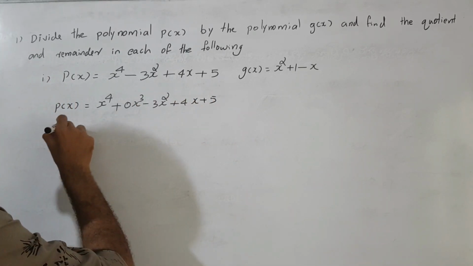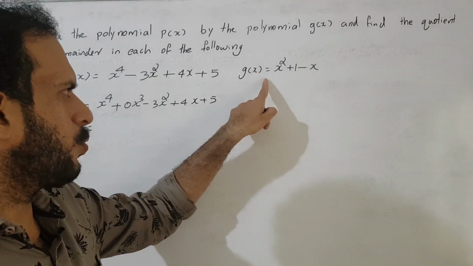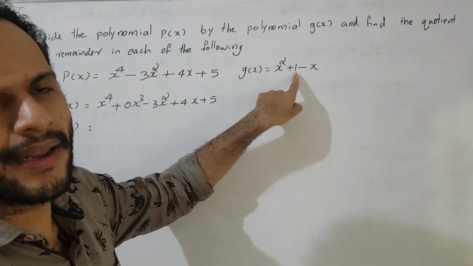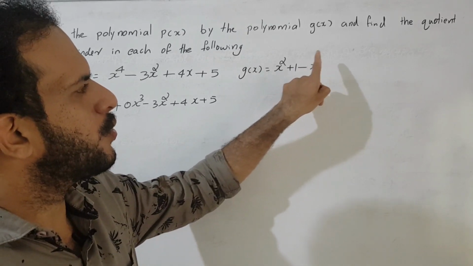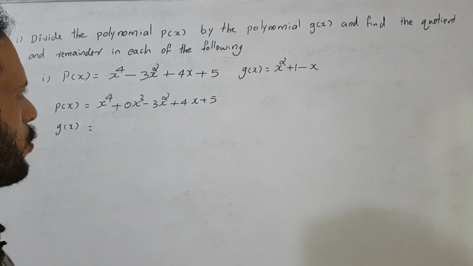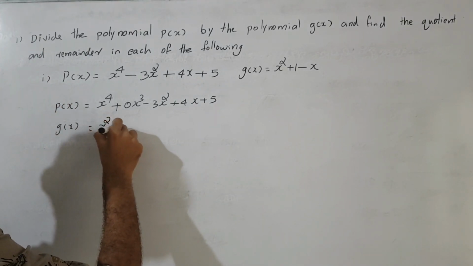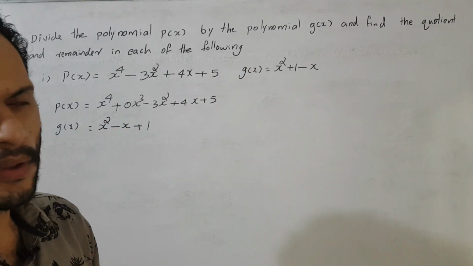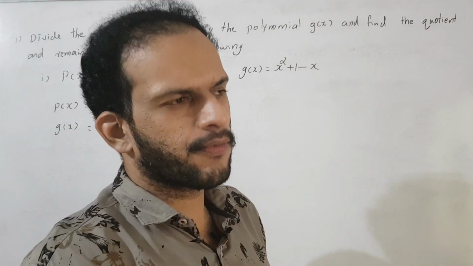And g of x, is g of x in the standard form? No. After the second degree term, the x is written here and the constant is not last, but we know the constant needs to be last. So we arrange that also in standard form: x square minus x plus 1. We just rearrange the order. Now p of x and g of x are in standard form, correct? That is the first step.